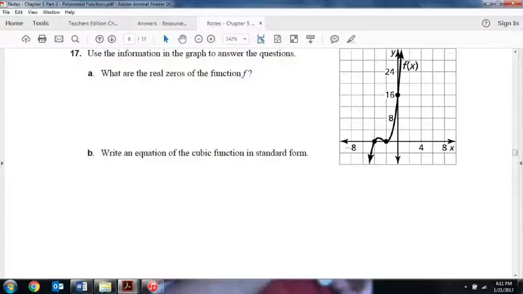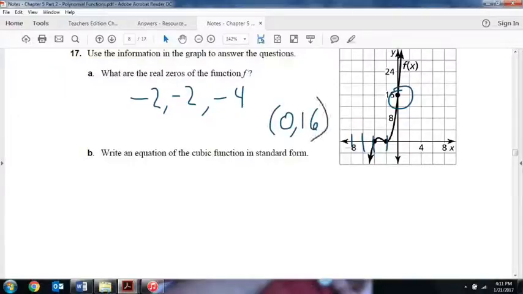For number 17, what are the real zeros of the function? Well, always pay attention to your scale. Remember, this one right here is -8, so these are by 2s: 2, 4, 6. So we have -2, which there are two of, and there's one at -4. And here's another thing to look at. We also have a y-intercept at 16, so I want to make sure my constant at the end equals 16. So we have two -2s and one -4.